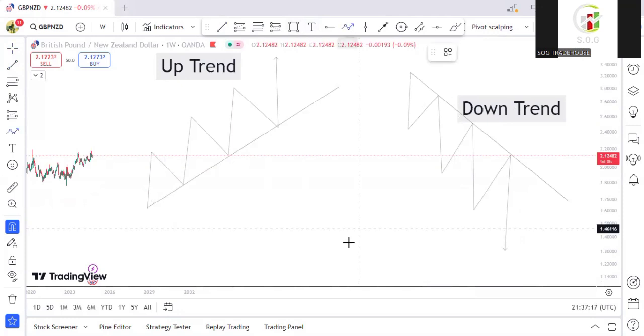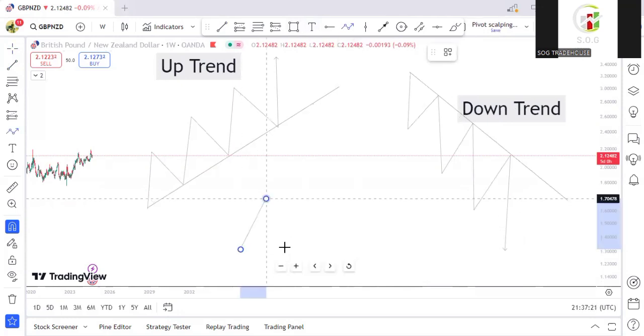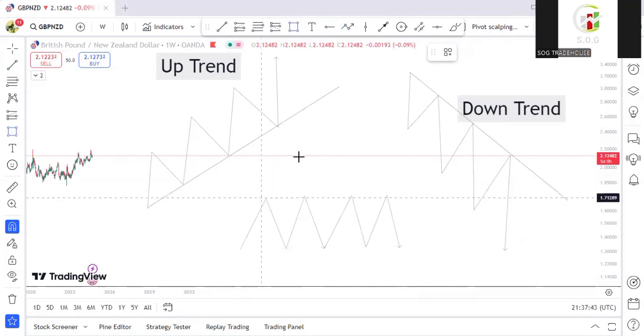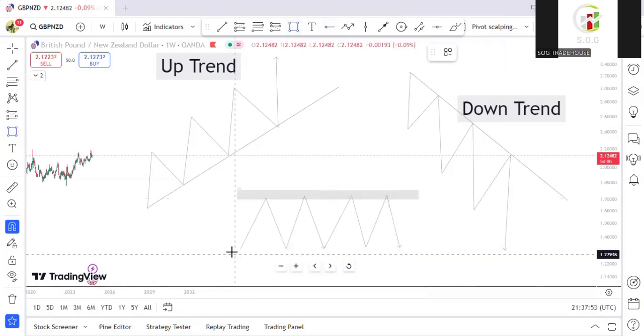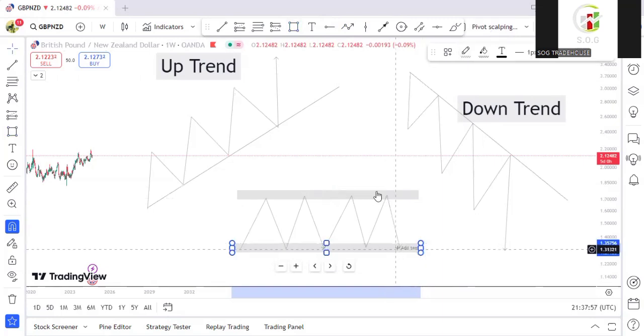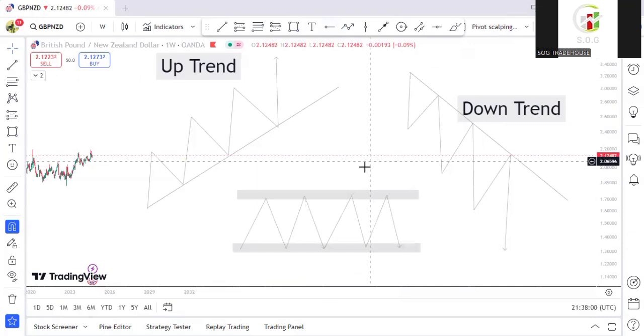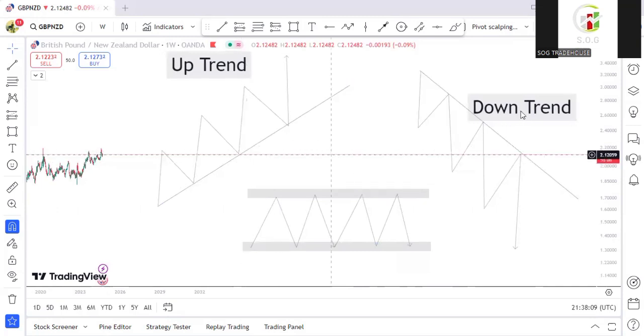So the last one is the ranging market. In the ranging market, we use the rectangle to connect the highs and the lows. So there's the support and there's a resistance. If you're trading a ranging market, you use support and resistance, while if you're trading a trending market, you use trend line. So let's write this down.